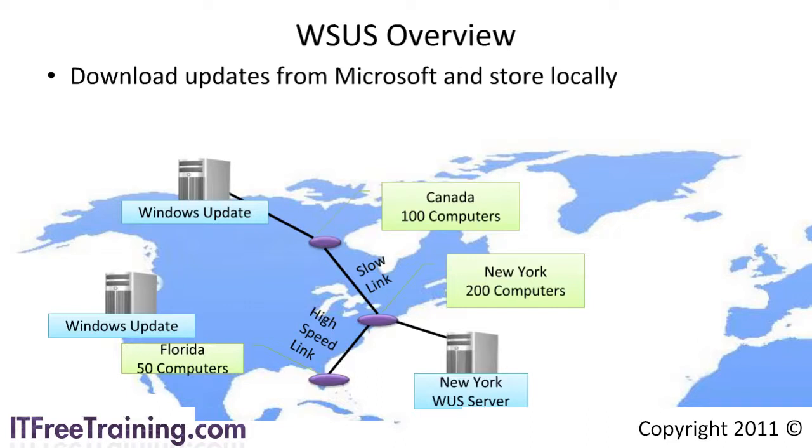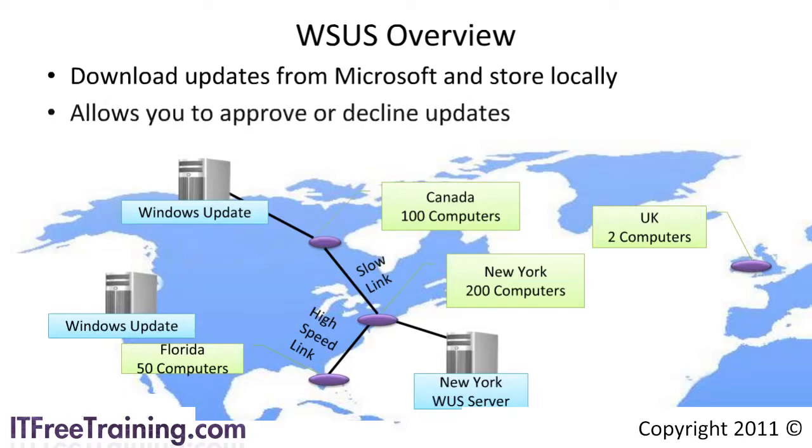Also consider a very small office in the UK with only 2 computers. In this case, you would want WSUS to determine which updates the computers can install, but it is simply not worth installing a WSUS server at that location or downloading the updates from head office. This brings us to the next main reason for installing WSUS, which is to approve or decline updates, or in other words, control how updates are installed in your organization.